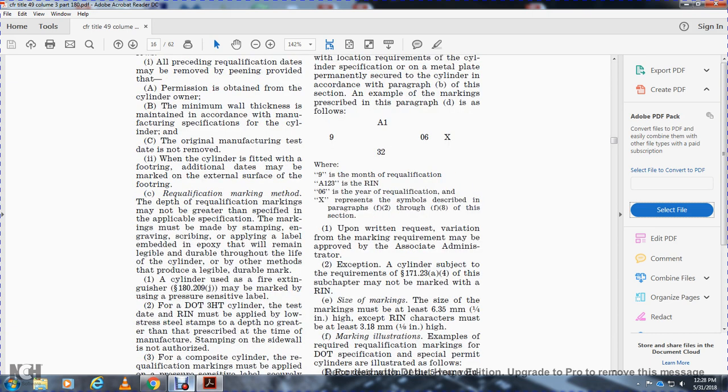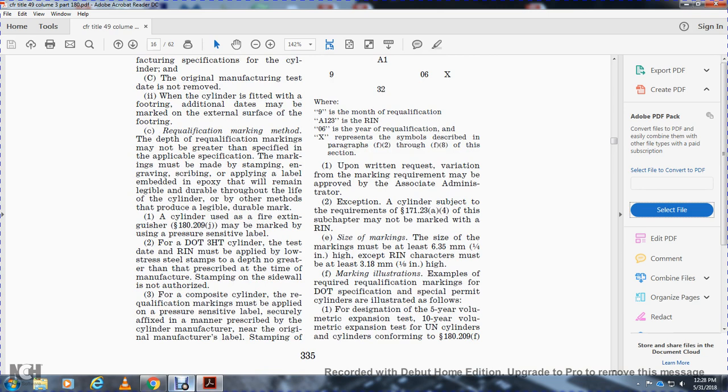Size of the marking. The size of the marking of the domain must be at least 1/4 inch high. The height of the RIN and characteristics must be at least 1/8 of an inch high. Marking illustration: example of the required requalification mark of the specification permit cylinder is illustrated as follows.